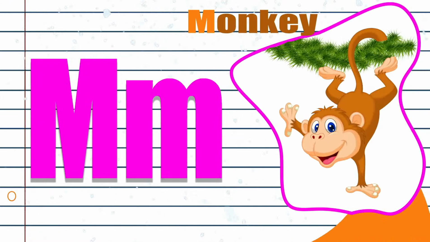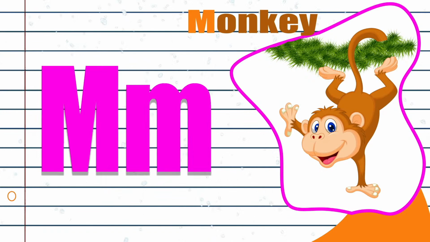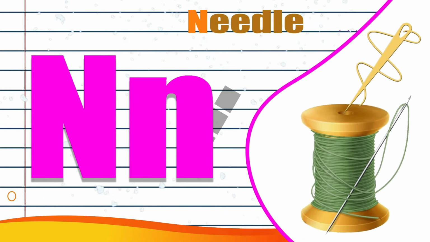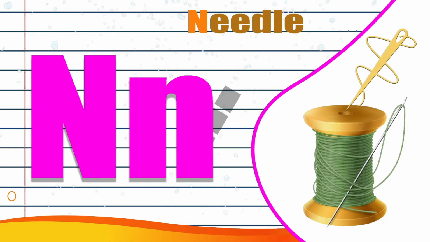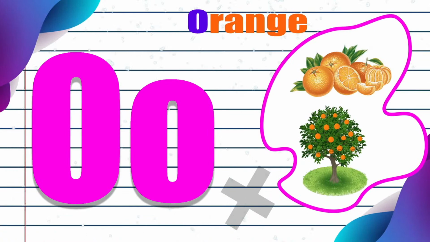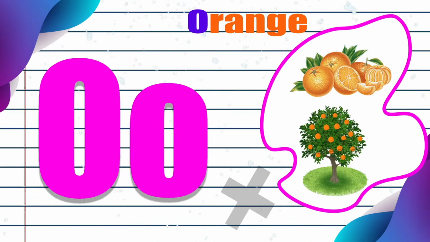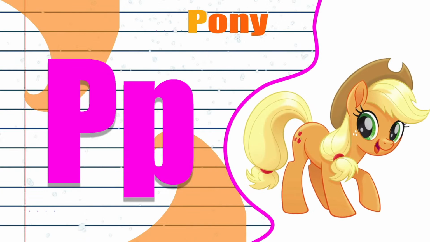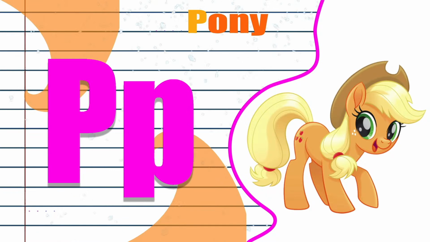M is for monkey. M, m, monkey. N is for needle. N, n, needle. O is for orange. O, o, orange. P is for pony. P, p, pony.